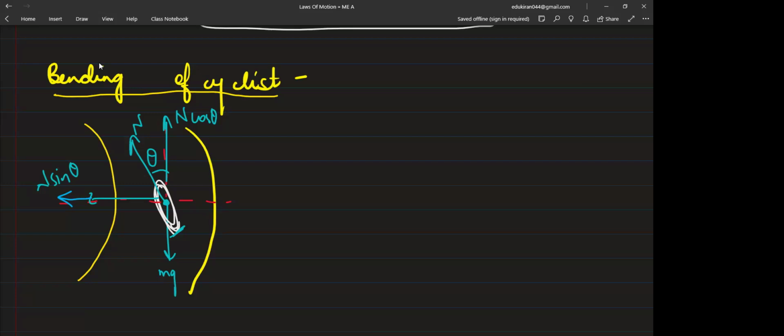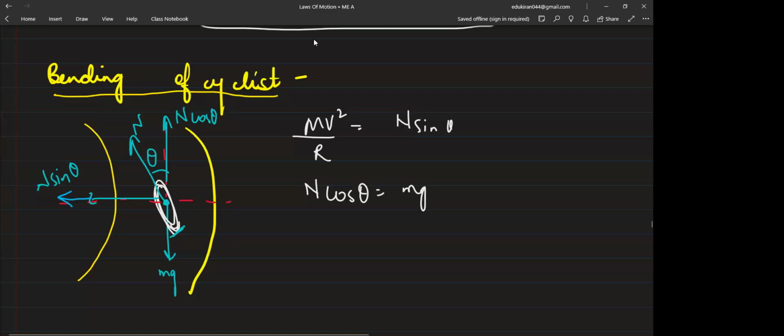So in bending of a cyclist, you have the normal reaction which will be tilted, because when you take a turn, when you take a curve, the normal reaction gets tilted. So when you resolve it, this is N cos theta above. Here you have N sin theta. So mv square by r will be equal to N sin theta. N cos theta will be equal to mg. Now you can take the ratio.